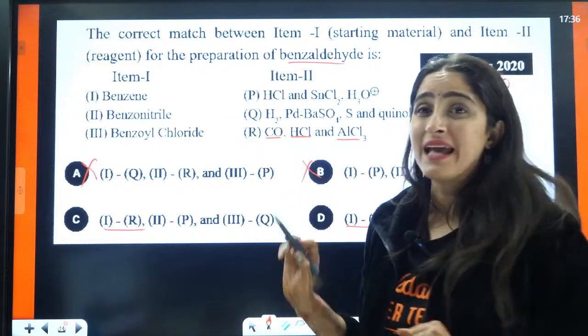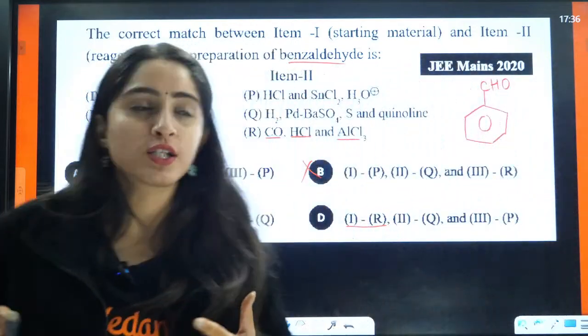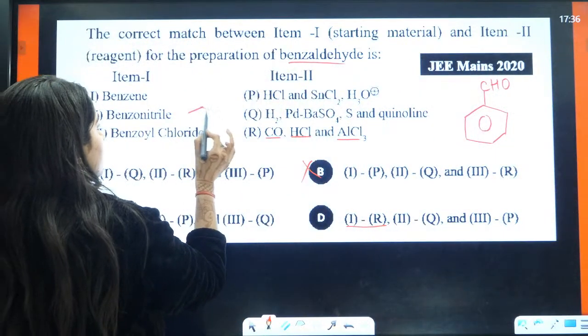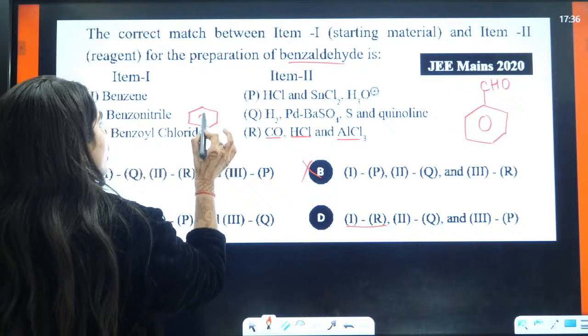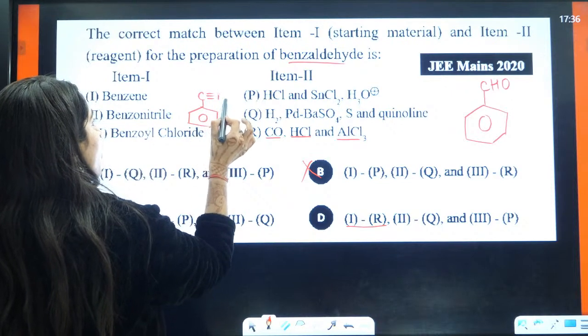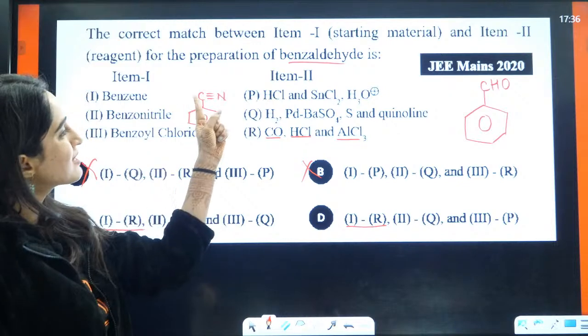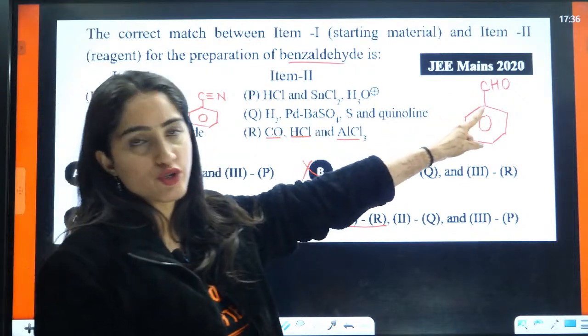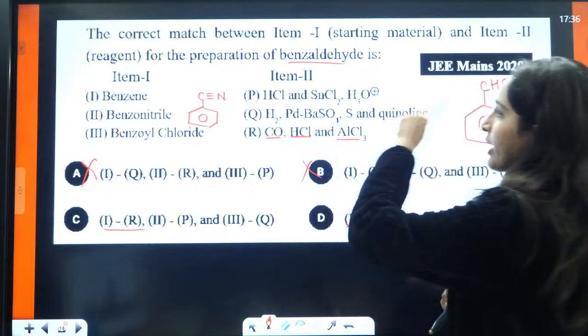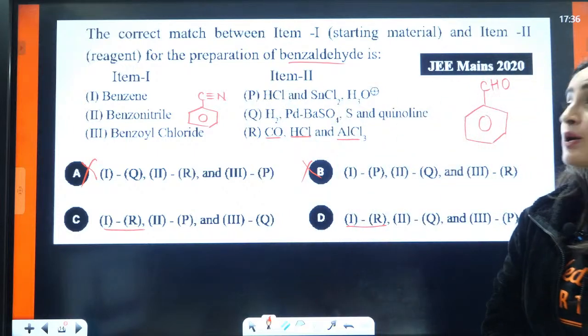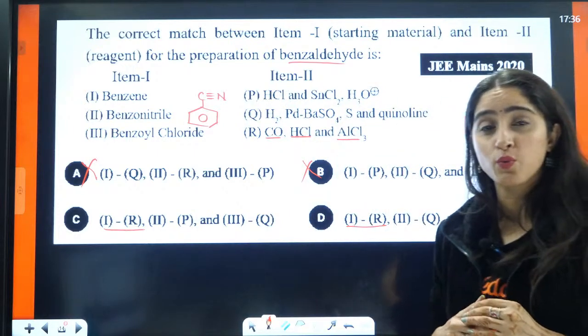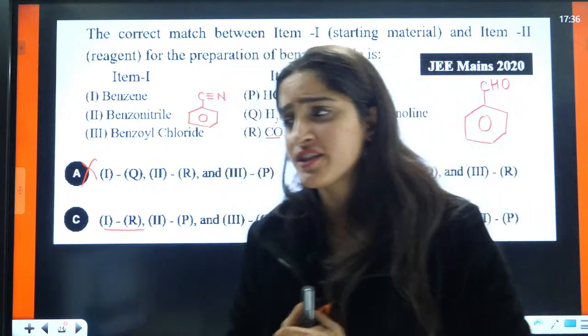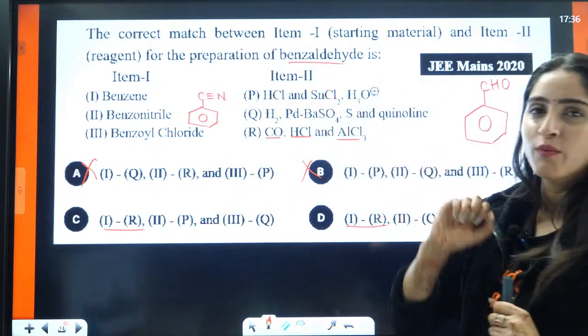Next is benzonitrile. Now what is benzonitrile? Benzonitrile means on the benzene you have a C triple bond N. When you want to convert C triple bond N to CHO, do you remember what was the reagent that we were using? What was the name of the reaction? Anybody in the chat box? What was the name of the reaction?